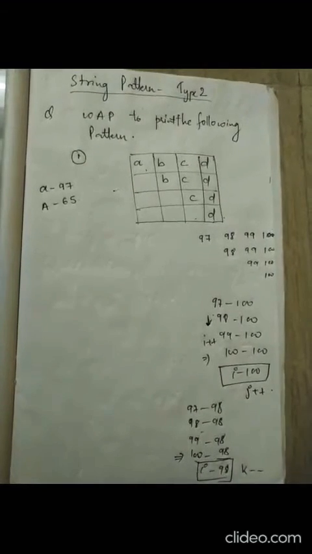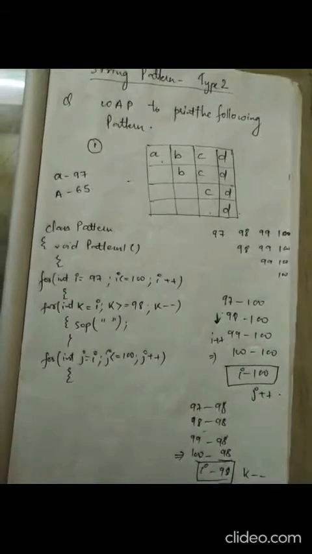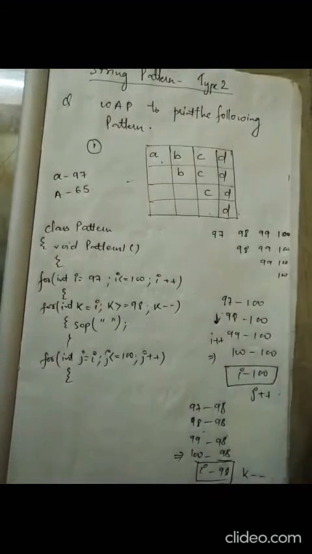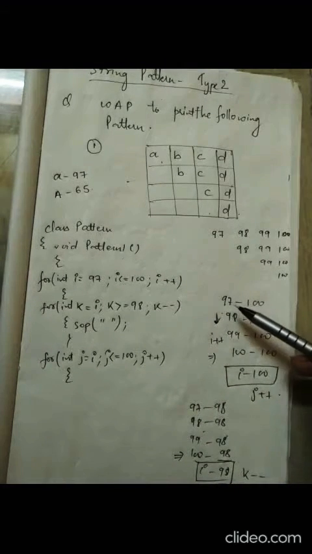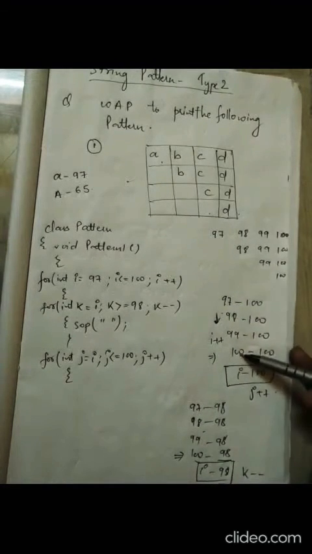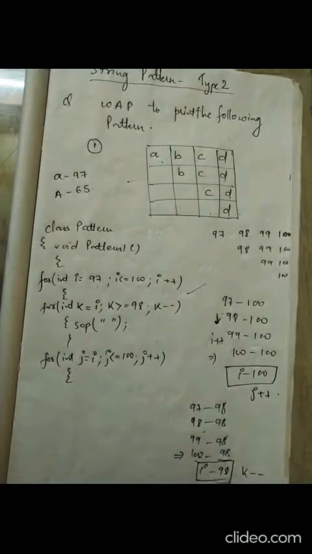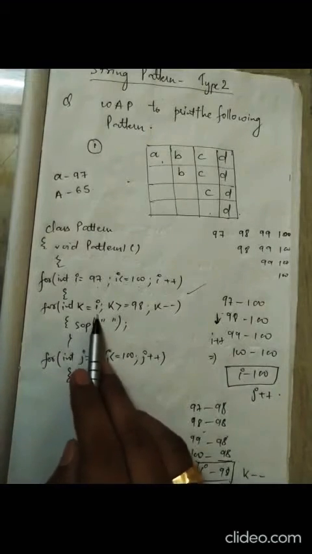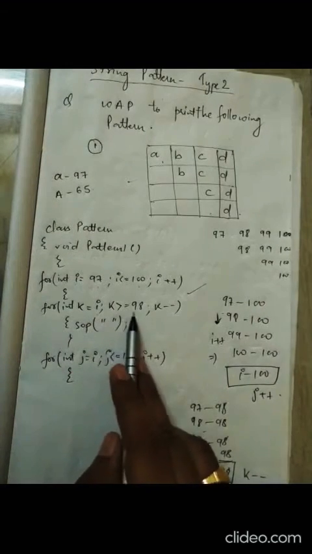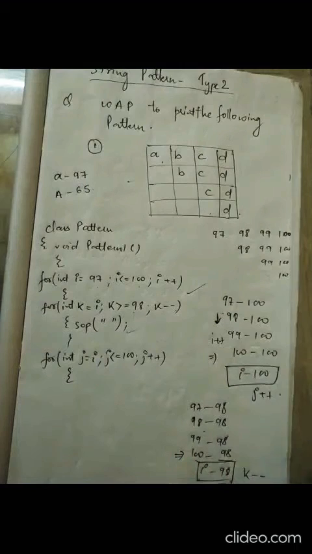Now based on this we'll make the loop. Making the loops is not difficult, as you have done in the previous videos. I will start from 97 to 100, I plus plus. The K loop is from I till 98, K greater than or equal to 98, K minus minus. SOP space, this loop is done.